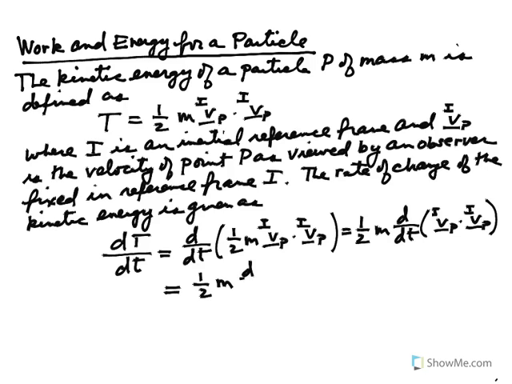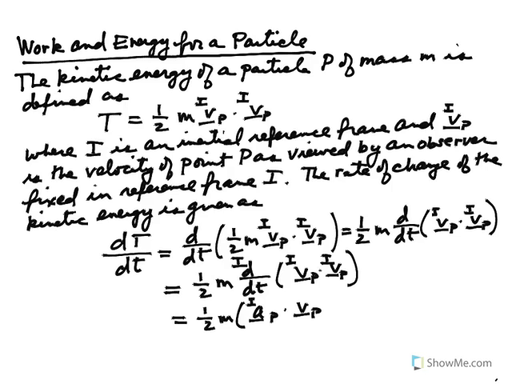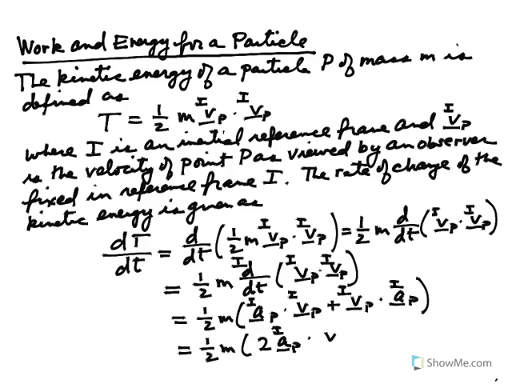So this becomes 1/2 m I-d/dt of v^{P/I} dotted with v^{P/I}, where the rate of change has arbitrarily been taken in reference frame I. And that's equal to 1/2 m, and then if I take the rate of change using the product rule, I get the acceleration of P in I dotted with v^{P/I} plus v^{P/I} dotted with the acceleration of P in I. But the scalar product is commutative, so as a result I get 1/2 m times 2 a^{P/I} dotted with v^{P/I}, which is equal to the mass times the inertial acceleration dotted with v^{P/I}.